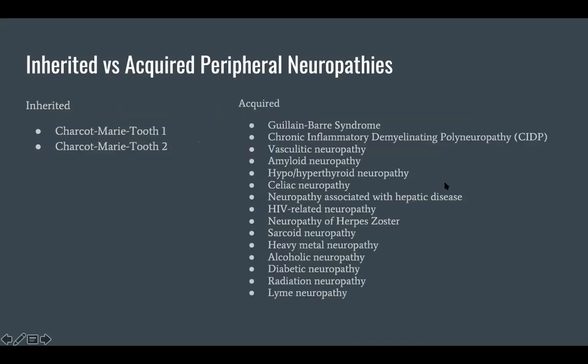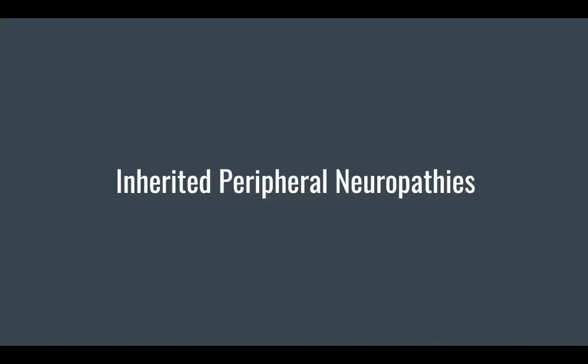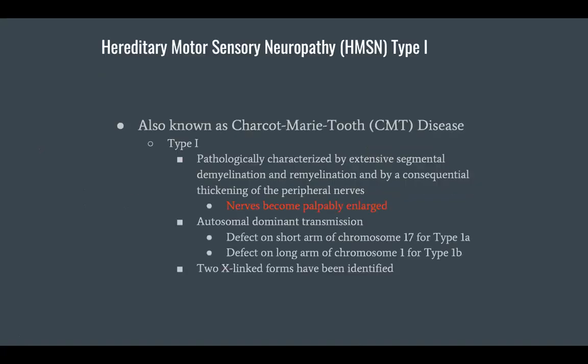Okay, so there's inherited and acquired neuropathies. The inherited ones are going to be Charcot-Marie-Tooth, and the acquired ones are going to be everything else. Okay, so the inherited ones, Charcot-Marie-Tooth disease.